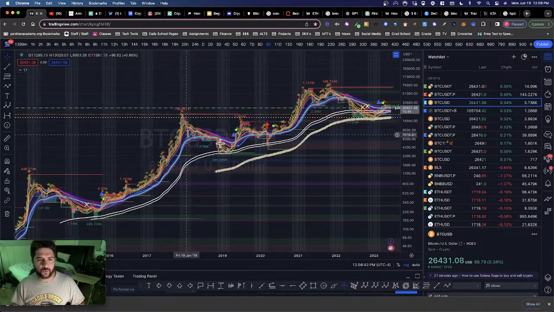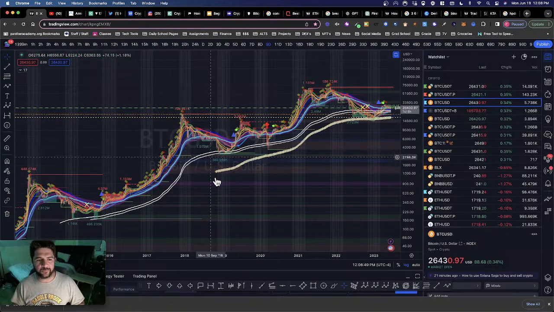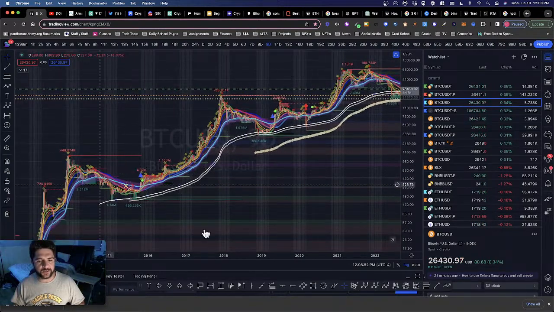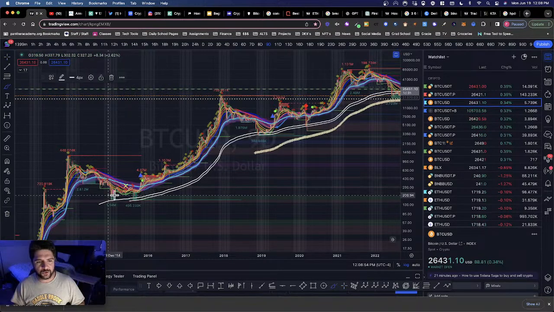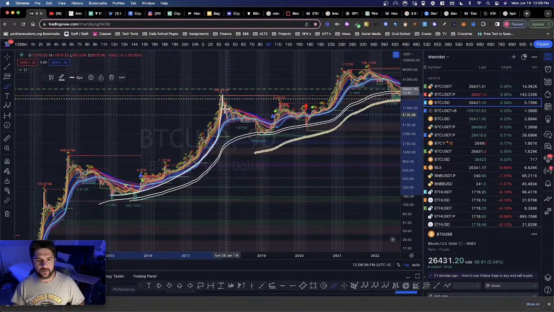However, this is more sideways action than these parabolic moves. It has somewhat of parabolic moves, but look at how smooth this is. This is so smooth. So smooth up. This is chop.